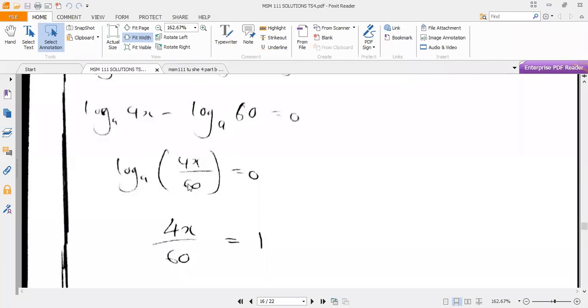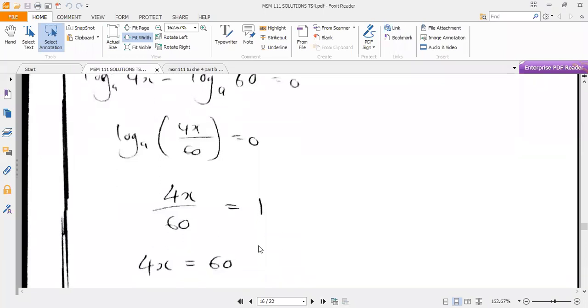Now, using that principle, there's a log on this side, so we can take it the other way round. Here it's 0, so it will be A to the power 0. Now, what is A to the power 0? What is any number to the power 0? It's simply 1. Always keep that in mind. Any number to the power 0 is simply 1. You can even say any letter to the power 0 is simply 1. It will never change. So you know that 4x over 60 equals 1. Hope we are clear there.